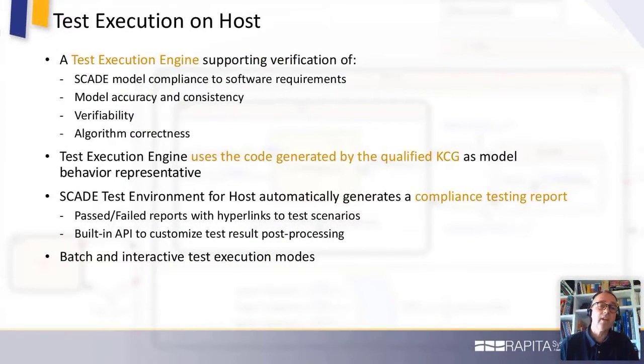So again, a way to perform the verification and testing activity very early in the process, still on the left side of the V cycle. So we can run all the activities. We are using the code which is generated by KCG for this, and we generate a compliance testing report that shows all the pass and fail results of the testing activities. Of course, this can be run in batch mode or in interactive mode.